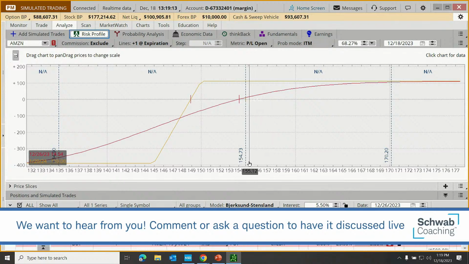So now I can just move to, let's say, I wonder how we'd be doing on December 26th as an example, day after Christmas. How is this trade likely doing if the stock has moved to $160, and now this line is going to give us a profit or loss scenario, not as of today, but as of December 26th.